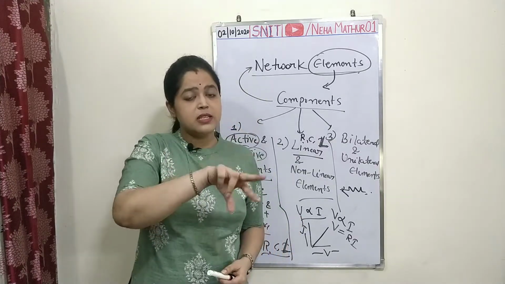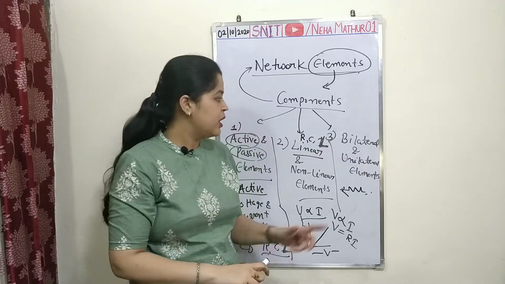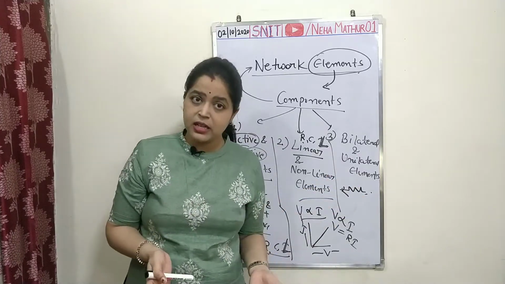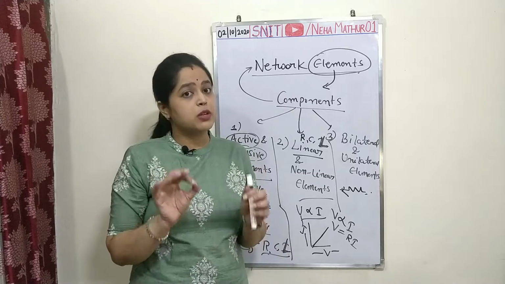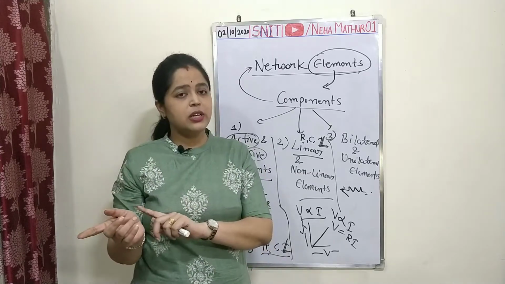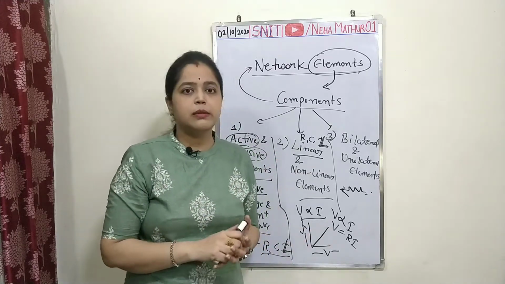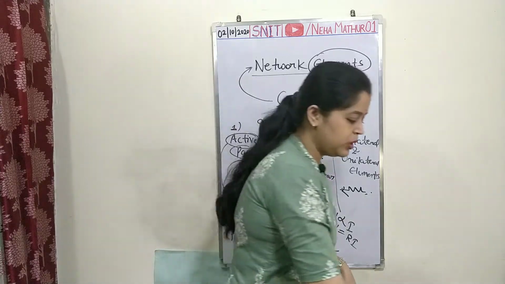Bi means from both sides, while a unilateral element means the conduction of the current is possible from one direction to the second direction. Those elements come under the category of unilateral elements.